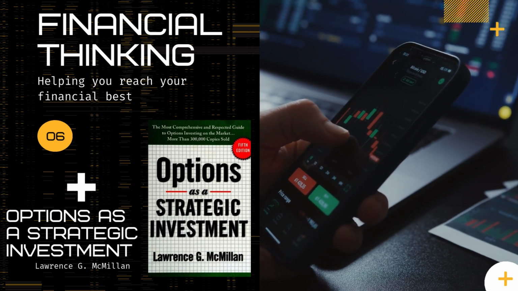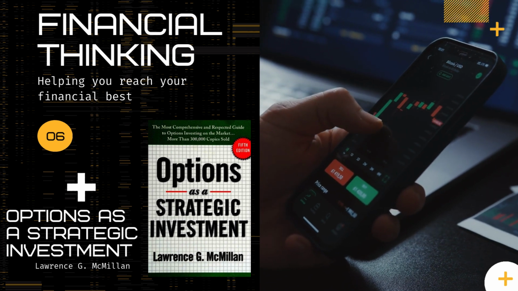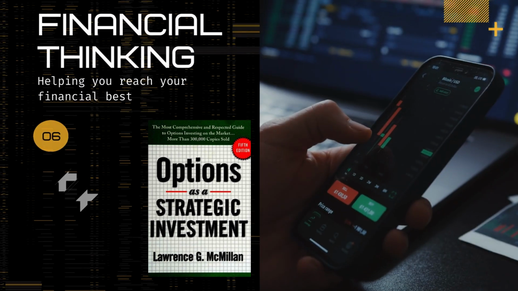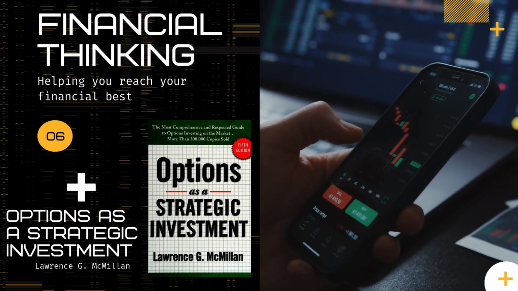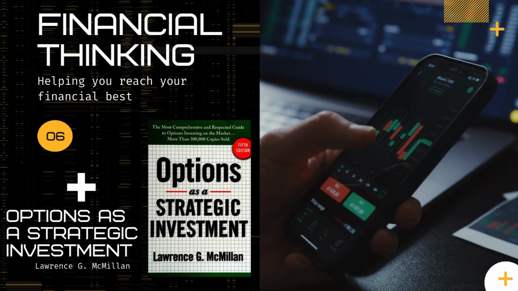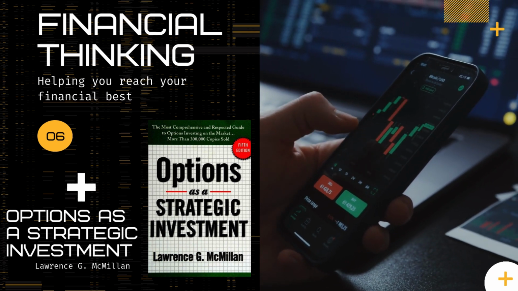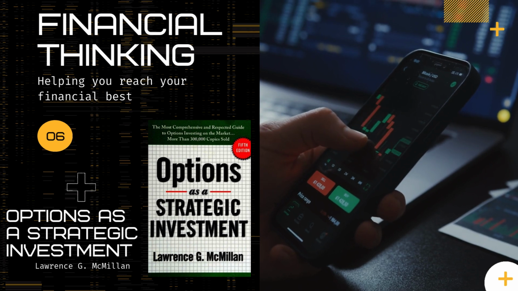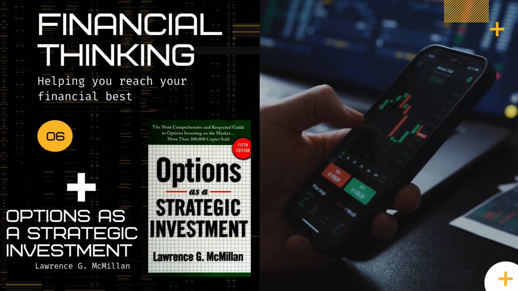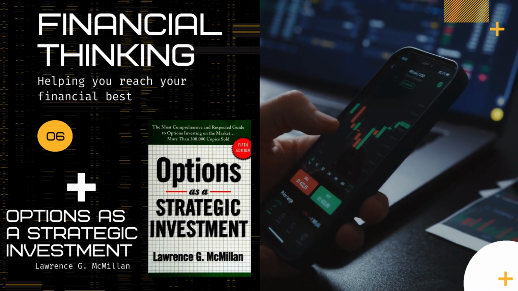So let's start with the most basic question. What is a stock option? A stock option gives you the right, but not the obligation, to buy or sell a particular stock at a set price. We call that the strike price. And this is within a specific time frame. We call that the expiration date. So it has a deadline.